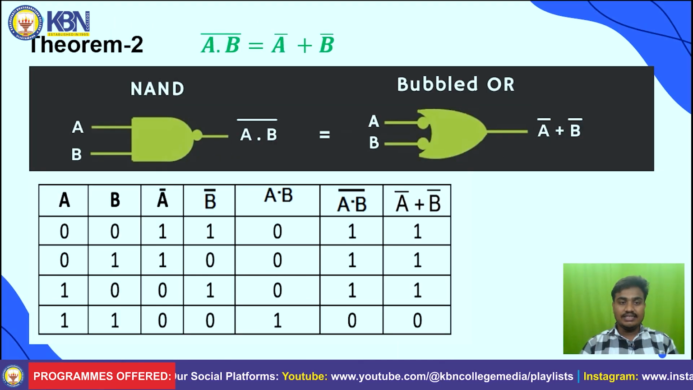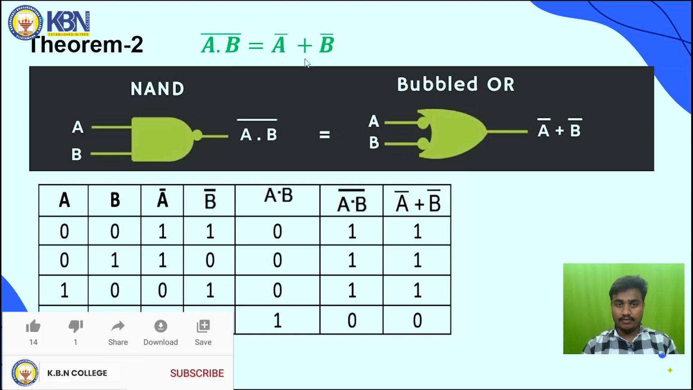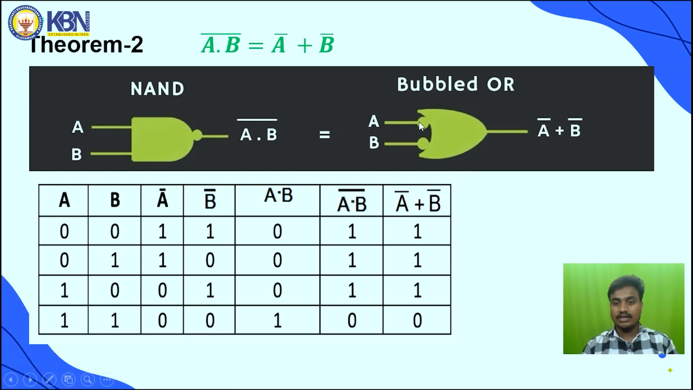Coming to the second theorem, it is stated A dot B whole bar is equal to A bar plus B bar. The product of complement of two or more inputs is equal to the sum of complements of the inputs. Here you can see A dot B whole bar is equal to A bar plus B bar. Similarly here, if A is going to a NOT gate, then the output is A bar here. If B is going to a NOT gate, B bar here. Or you can just bubble it. Then A bar plus B bar. Here you can see the output of A dot B whole bar is equal to A bar plus B bar. These two theorems are called the De Morgan's theorems.